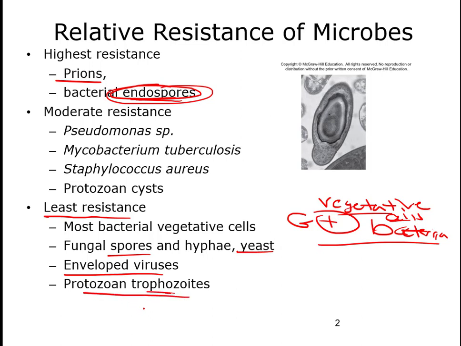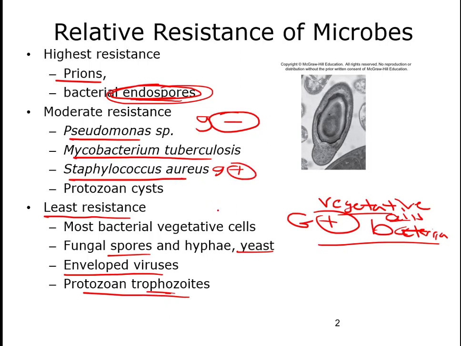the actively growing forms. Kind of in the middle now, the gram-negative bacteria are a little bit trickier to get rid of because remember they have that second outer membrane. Pseudomonas species in particular, these are gram-negative. They're highly resistant. Mycobacterium tuberculosis, the acid-fast bacteria, pretty tricky to destroy. Now, Staph aureus, even though it is gram-positive, it's notoriously resistant, especially against antibiotics. And finally, those protozoan cysts are kind of in the middle, those dormant forms of the protozoa.